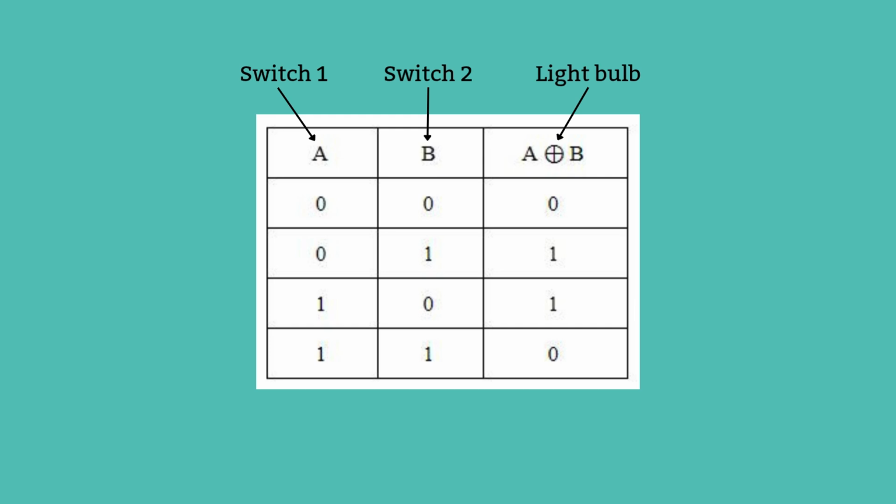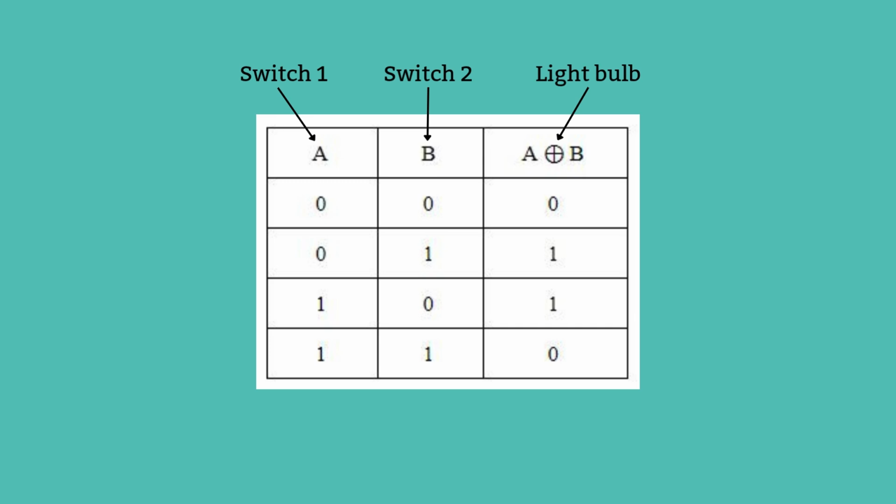Let's say the variable A is switch 1 and variable B is switch 2. A XOR B is the state of the light bulb, whether it's on or off. If both switch 1 and switch 2 are turned off, then the light bulb will also be off. If switch 1 is off and switch 2 is 1, then the light bulb is on. Same thing in the XOR operator.